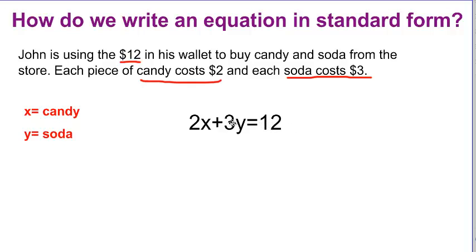Now, a is 2, our initial term, b is 3, and c is 12. They're all positive, or a is positive, and they are all whole numbers. None are fractions. So we're good to go. We know we have our equation in standard form.